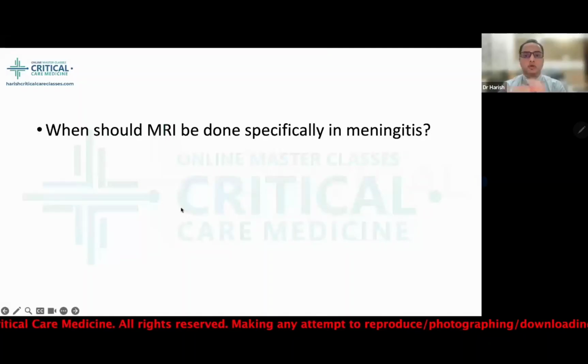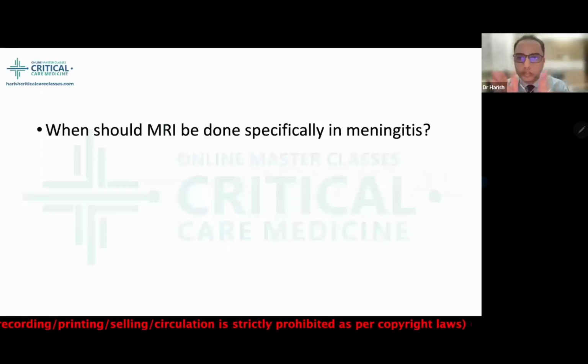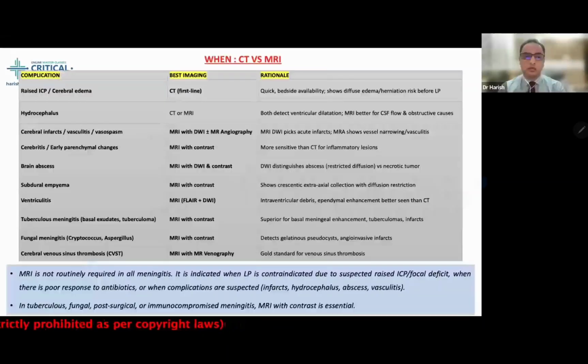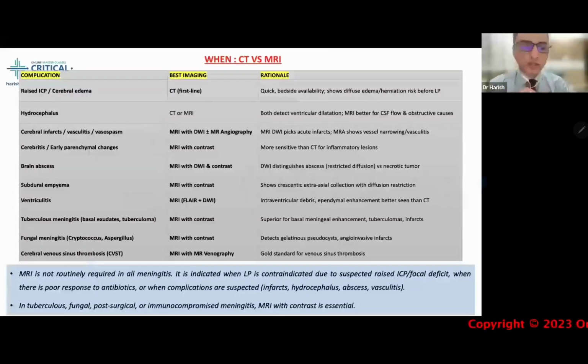So do you feel we need to do an MRI at this stage, when the patient has a drop in GCS? What are the specific indications for when you consider CT and when you consider MRI in a patient with meningitis? MRI is not routinely required in all meningitis. Initially, when LP is contraindicated for suspected raised ICP or focal deficit, or when there is a poor response to the antibiotic. We started our patient on antibiotic, but there is a poor response.